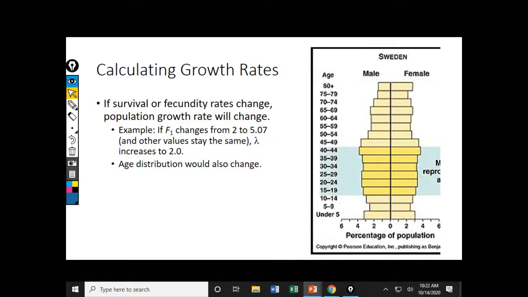Now here's the problem. If fecundity or survival rates change, your growth rate is certainly going to change, right? So if we think about your fecundity rates changing from a 2 to a 5, that's a big deal, right? A single individual goes from being able to replace themselves to having 2 kids to having 5 kids. That's a big jump.